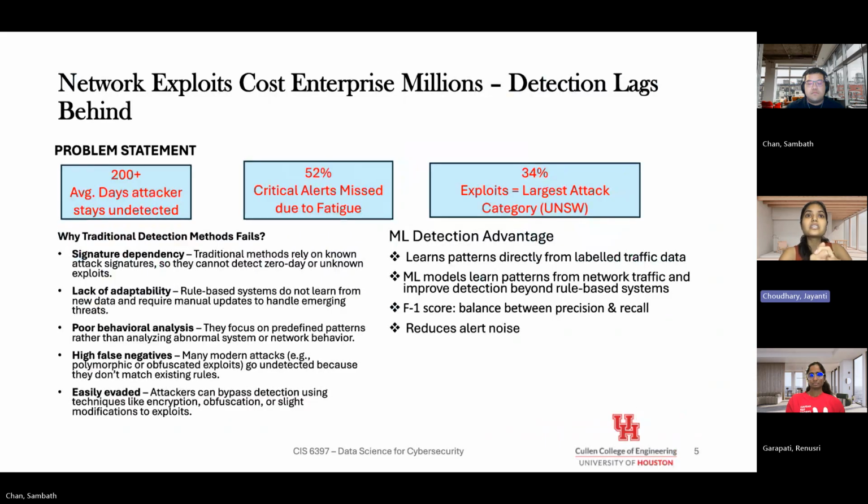So now the key question is, what's wrong with the existing detection systems? Traditional systems depend on predefined rules or signatures. So if an attack is new or slightly modified, the system simply won't recognize it. They also don't learn from new data and require constant manual updates. As a result, many attacks go undetected, and these are called false negatives. They're very dangerous in cybersecurity. So, to solve this, we use machine learning, which can learn patterns from data and detect even unseen attacks. Now, let's go to the next slide.